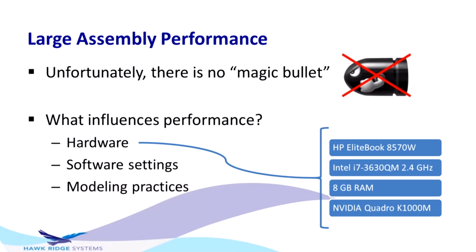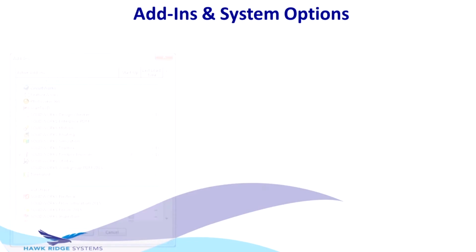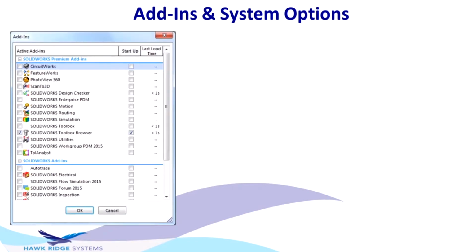So in addition to hardware, what software settings affect large assembly performance? The first thing is just your add-ins. I talked about it where we add in Toolbox browser. Only have the ones that you're going to be using for that session turned on. Just general practice: if you don't need it, you don't have to have it turned on. If you're not using SircuitWorks, there's no need to make sure it's active. It'll just start slowing down and bogging down your system.